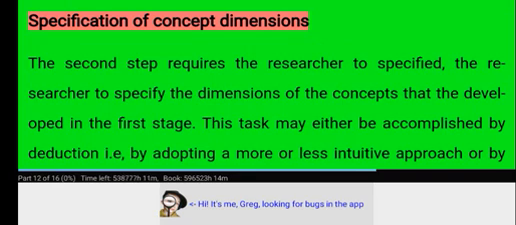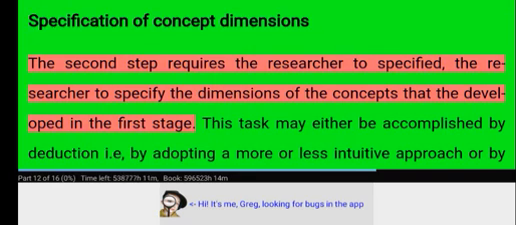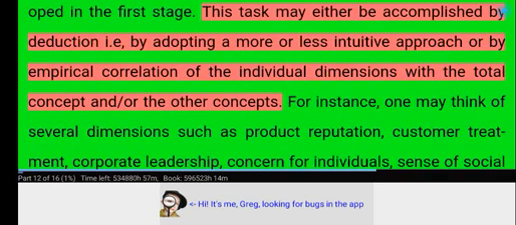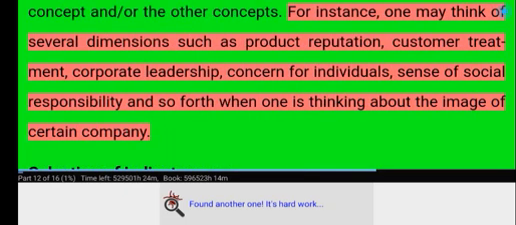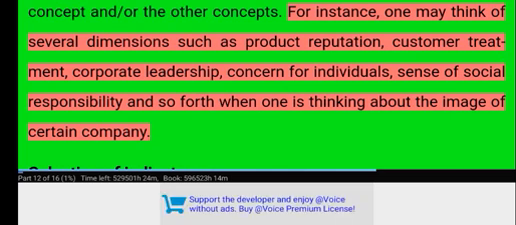Specification of concept dimensions. The second step requires the researcher to specify the dimensions of the concepts that they developed in the first stage. This task may either be accomplished by deduction, i.e., by adopting a more or less intuitive approach, or by empirical correlation of the individual dimensions with the total concept and/or the other concepts. For instance, one may think of several dimensions such as product reputation, customer treatment, corporate leadership, concern for individuals, sense of social responsibility and so forth when one is thinking about the image of a certain company.